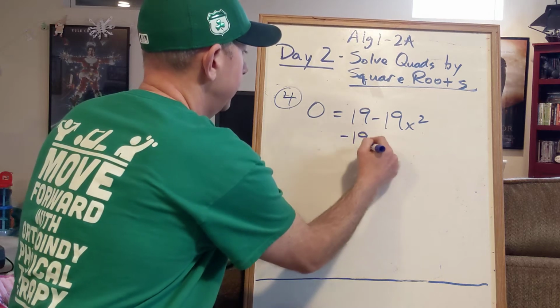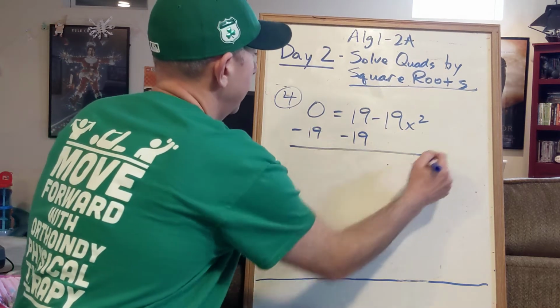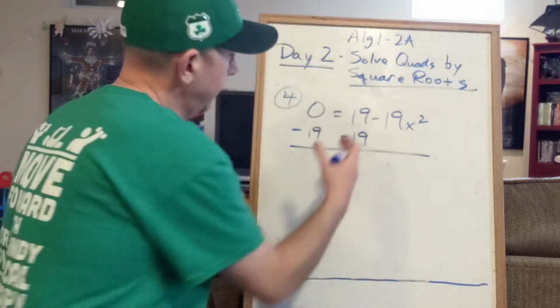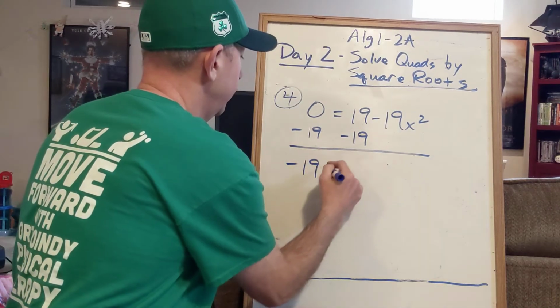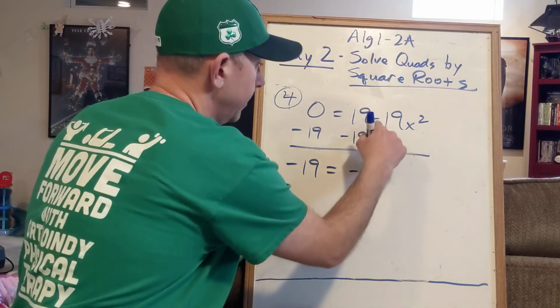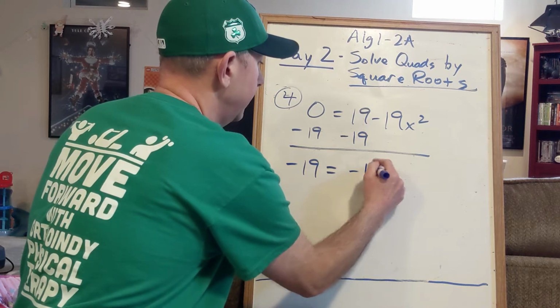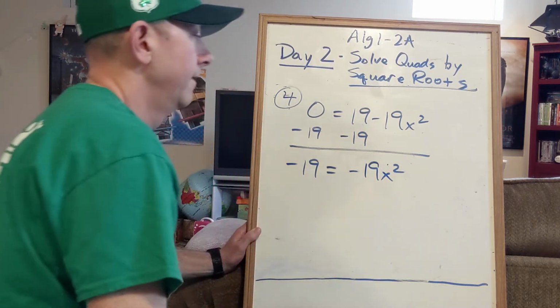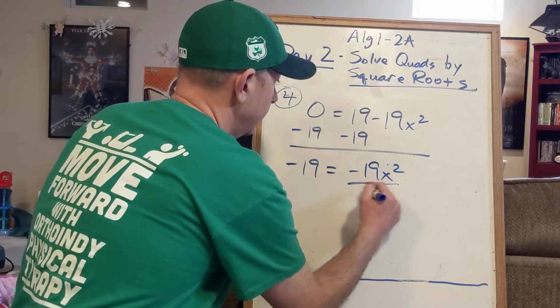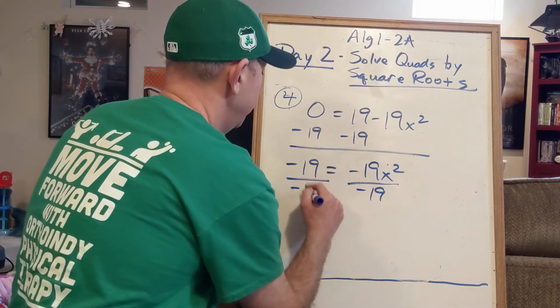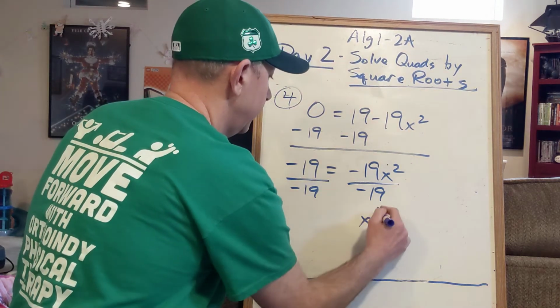I can subtract 19. And this one looks like it's going to be more difficult because you don't have perfect squares. 19 is not a perfect square. However, make sure when you move this down, you move the negative 19 with it on the x squared. When we do that, we're going to divide by negative 19 to get the x squared by itself.